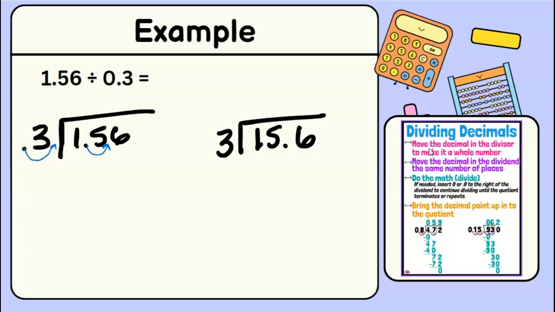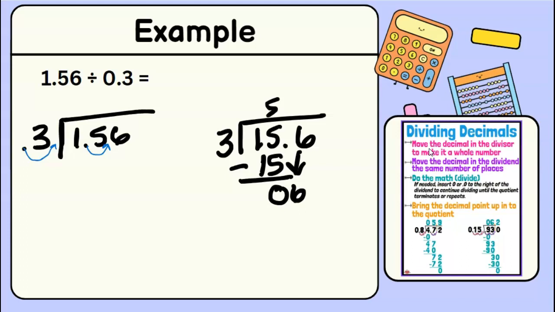Once my divisor is a whole number and I've moved my decimal on the inside, I've created my new problem, I'm going to go ahead and divide this like I would any whole number. So that means I'm going to look and see, all right, how many times can 3 go into 15? Or 3 goes into 1, it can't go into 1. So I'm going to add another digit onto it. 3 can go into 15 though. I know 3 times 5 is 15. Multiply that and then bring it down, subtract it, and then bring down what's left.